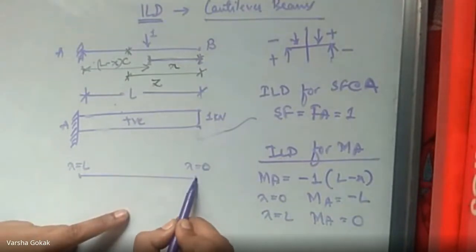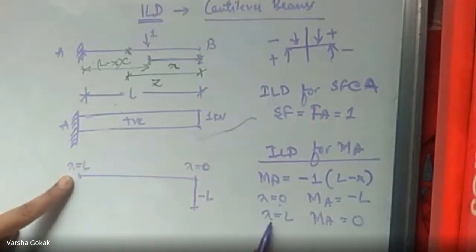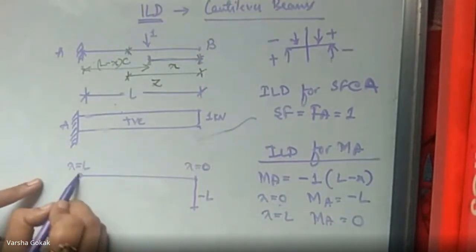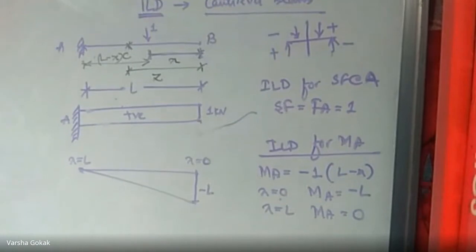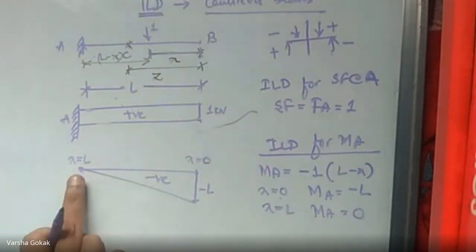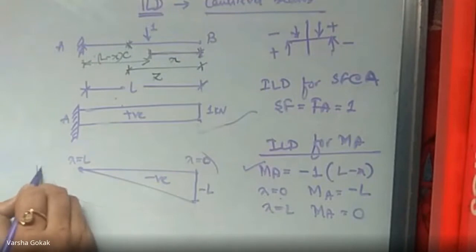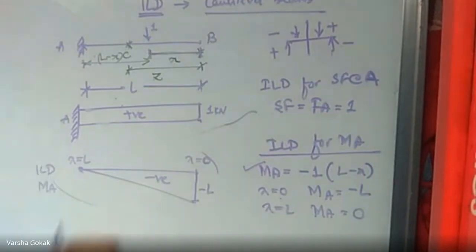And when X is equal to 0, what is the moment? It is minus L. And when X is equal to L, what is the moment? It is 0, like this. Okay, and it goes into negative. So what is this? This is the influence line diagram for moment at A. I wrote the equation for moment at A, and this is IID. You will write it as IID for moment at A, like this.